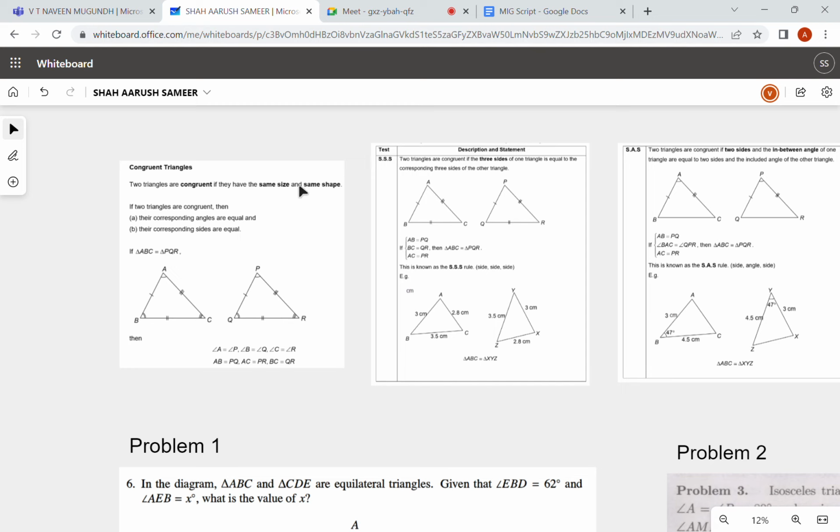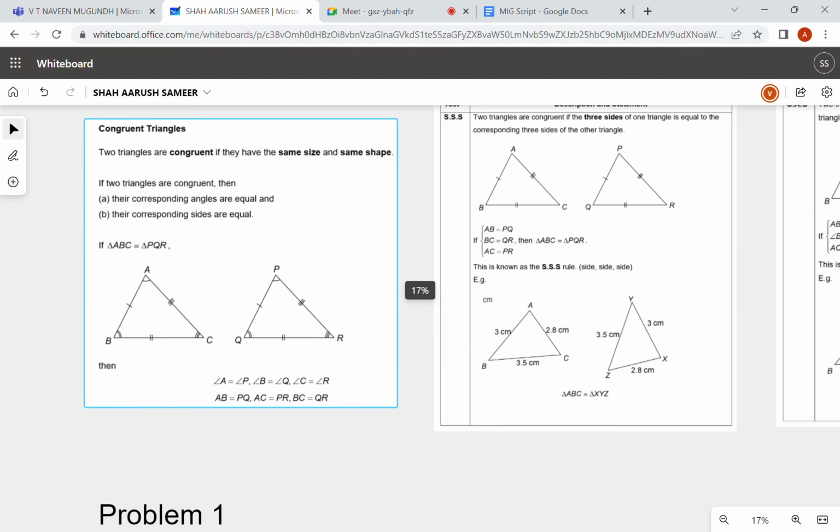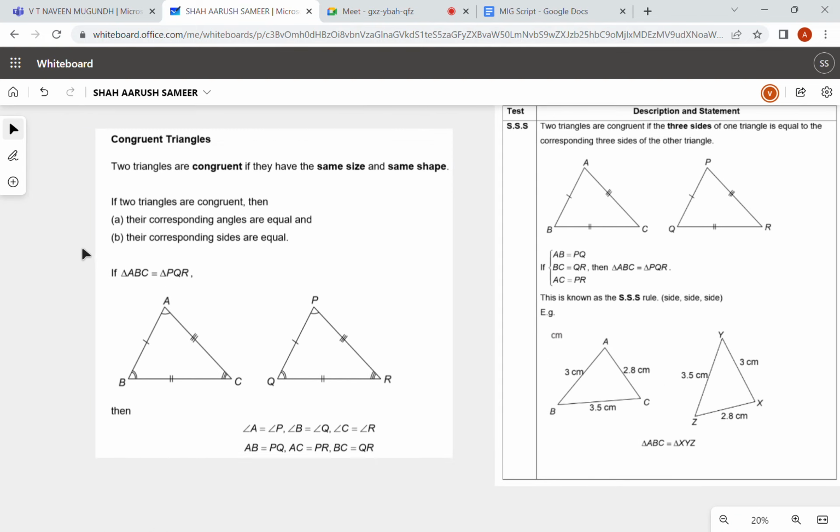triangles are congruent. So first, triangles are congruent if they have the same size and the same shape. If two triangles are congruent, then their corresponding angles should be equal and their corresponding sides should also be equal. So as you can see in this diagram, if ABC is congruent to PQR, angle A should be equal to angle P, angle B should be equal to angle Q, angle C should be equal to angle R, and the corresponding sides should also be equal.